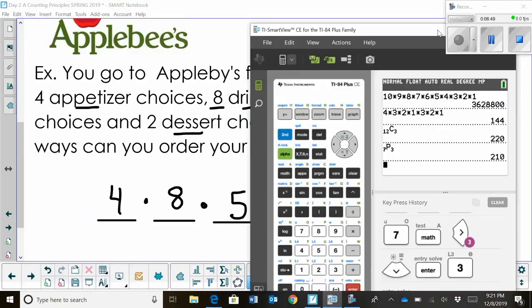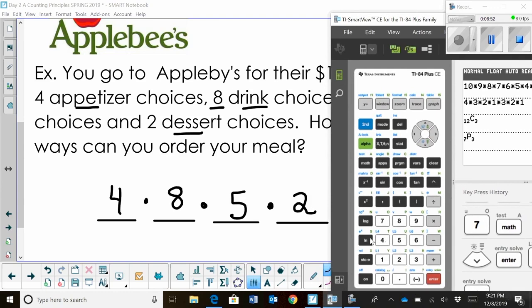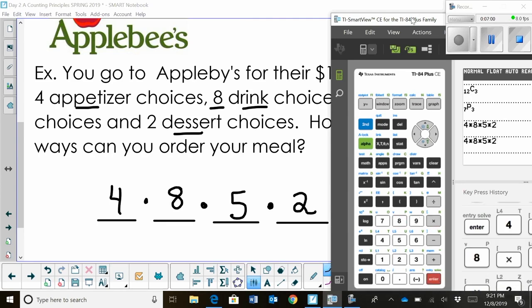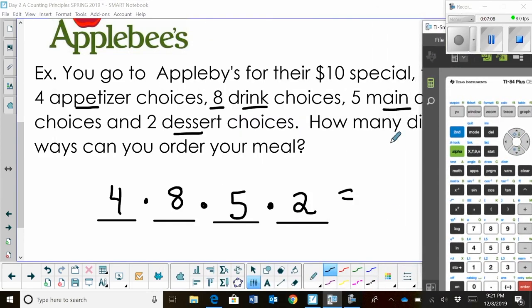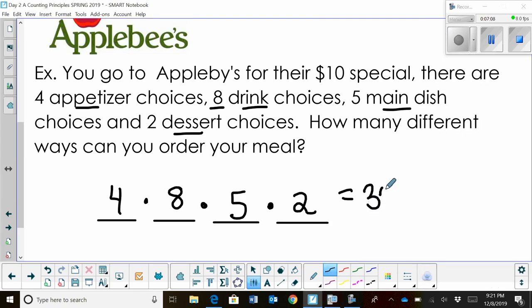So let's grab my handy dandy calculator, and I'm going to multiply together 4 times 8 times 5 times 2. And I get 320 different ways I can go to Applebee's and get a meal. 320 different ways. So I could go almost every day the whole year and get a different combination or different meal each of those times. So it's kind of interesting to see how many different ways you can do it.